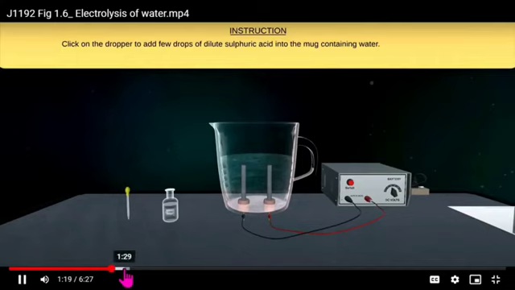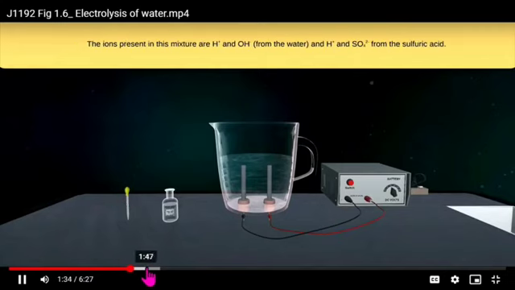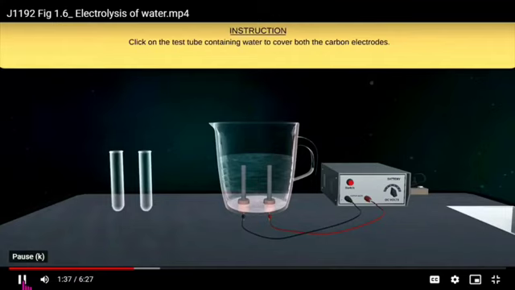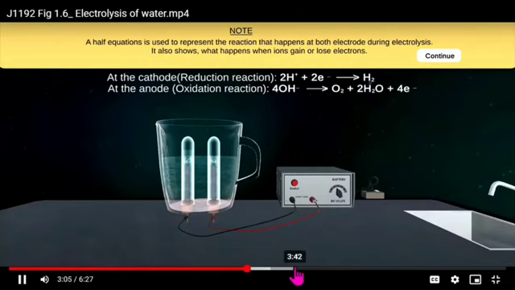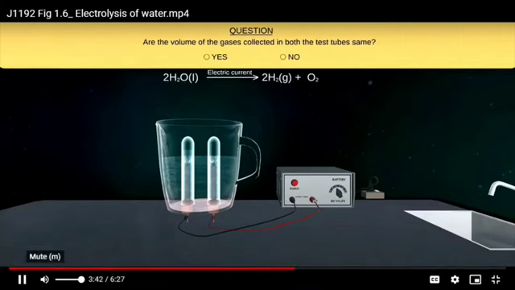Dilute sulfuric acid into the mug containing water. Sulfate ions. So in this experiment, let us check how we can verify that hydrogen gas is emitted here. I will move fast. Hydrogen ions are attracted to the cathode and gain electrons to form hydrogen gas. However, reduction reaction at the cathode and oxidation at the electrode.